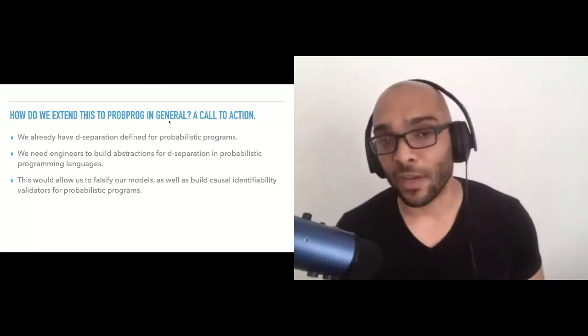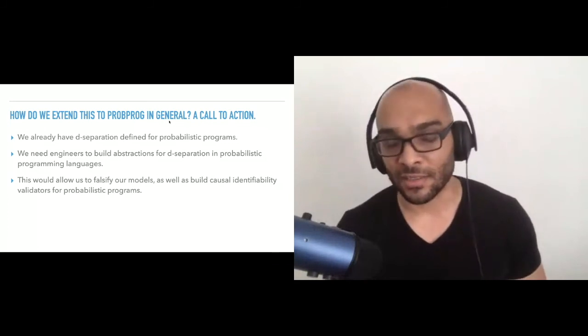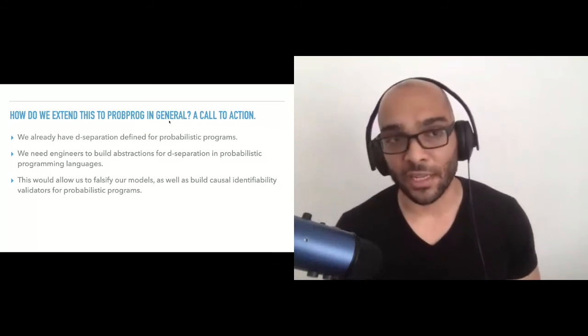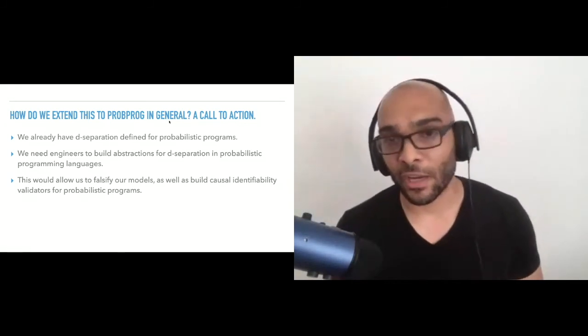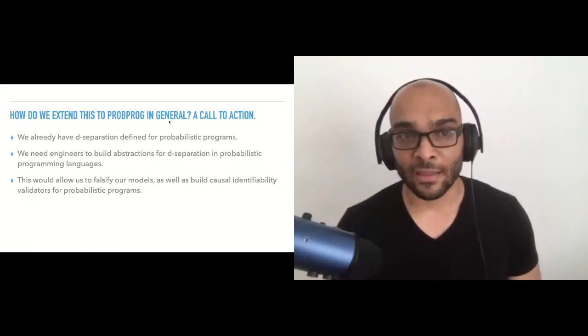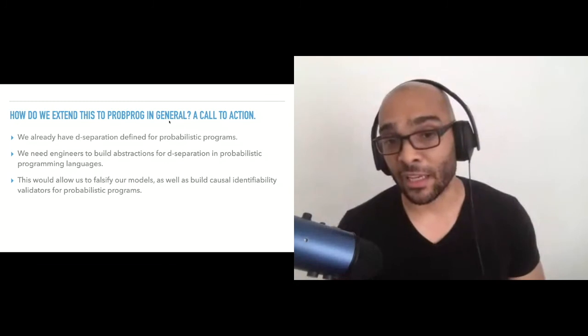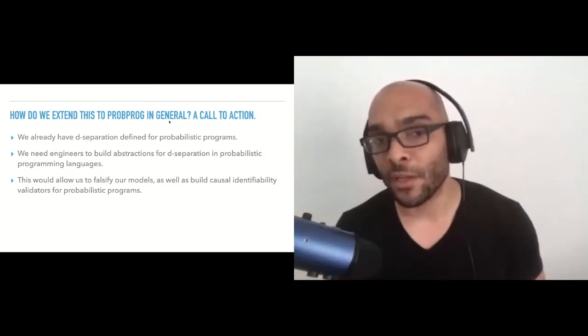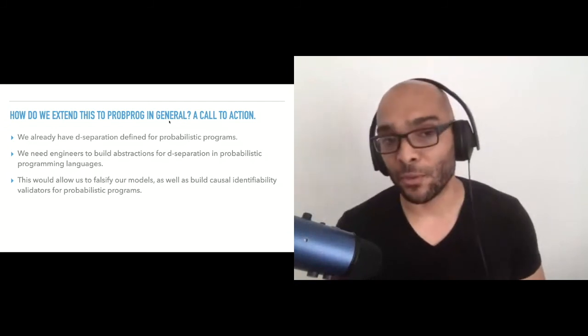We can falsify our models. For one, we can evaluate, for example, the global Markov condition and see if it aligns with our data. But we can also define the do calculus for a probabilistic program and then be able to validate whether or not a causal query that we submit to our program is identifiable given the data that we trained our model on.